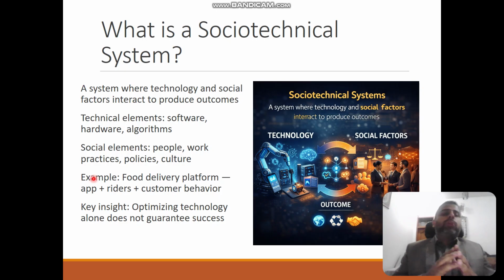So, what is a socio-technical system? A socio-technical system is a system where technology and social factors interact to produce outcomes. Technical elements of the system can be software, hardware, algorithms, and social elements can be people, work, practices, policies, culture. For example, if we are making a food delivery platform, we shouldn't only consider the technology, like what technology will be used for making a mobile app, what model we can use for recommending food. We should also consider details regarding the app, riders, and customer behavior.